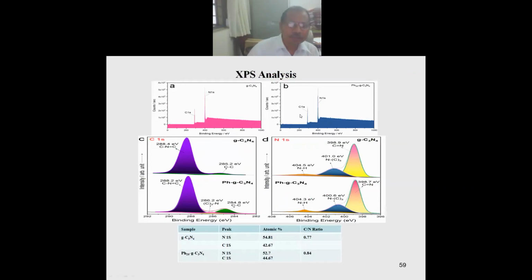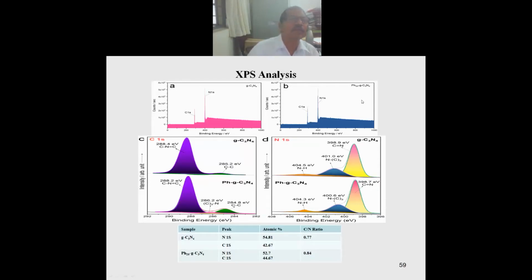XPS spectra in order to study the chemical state and elements present in the sample. This is for g-C3N4. The amount of carbon is 42%, and the carbon to nitrogen ratio is 0.77. But in phenyl grafted g-C3N4, there is an increase in the carbon percentage and a decrease in the nitrogen percentage. The carbon to nitrogen ratio is 0.84. So this is clearly seen here, indicating that the grafting has occurred.